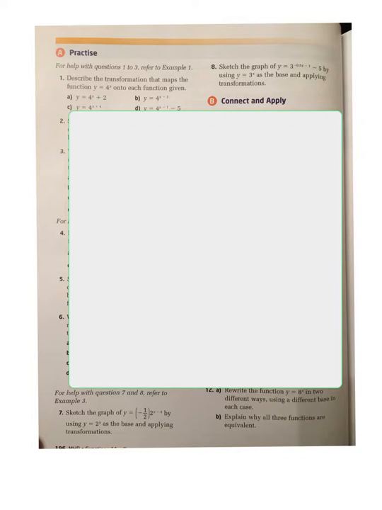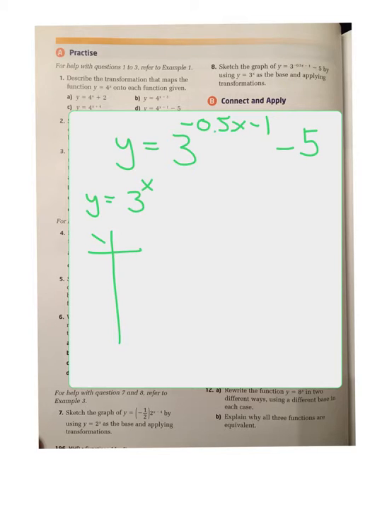Question 8, exactly the same thing. You've got y equals 3 to the negative 0.5x minus 1 minus 5. And what we could do is actually plot some points on this one. If we plot 3 points and see what happens, the most important points will be 0, 1, and 2. If x is 0, we get 1. If x is 1, we get 3. And if x is 2, we get 9.